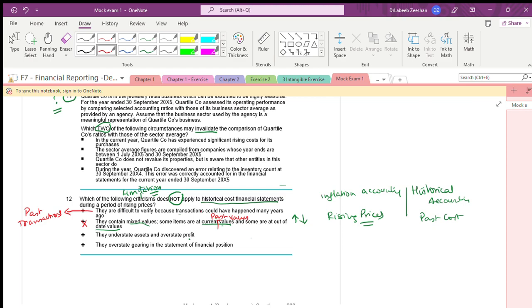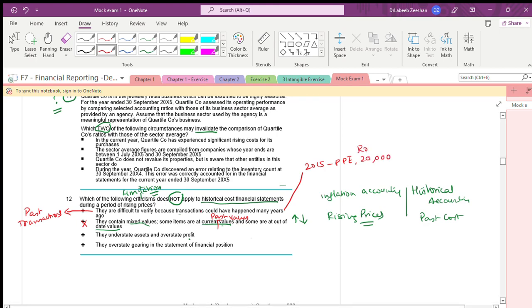Is it right? Historical cost says it is the past. They are difficult to verify because what happens? Historical cost transactions could have happened many years ago. You have bought it in the year 2015, property and plant equipment for how much? 20,000 reals. Is it right?